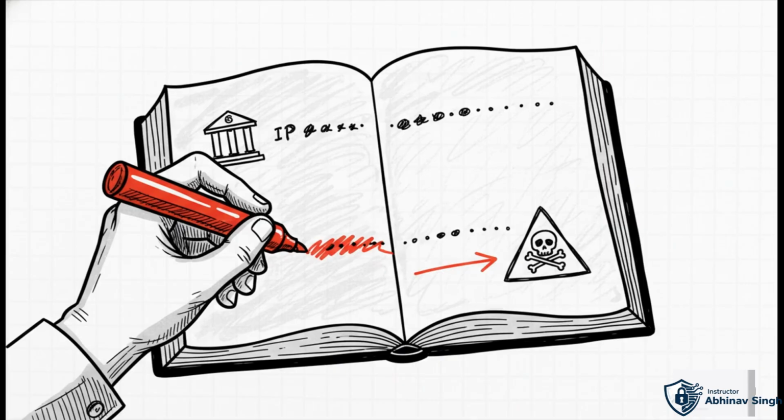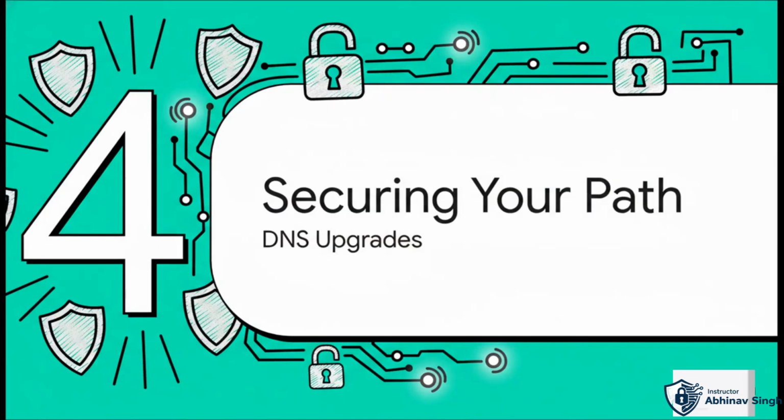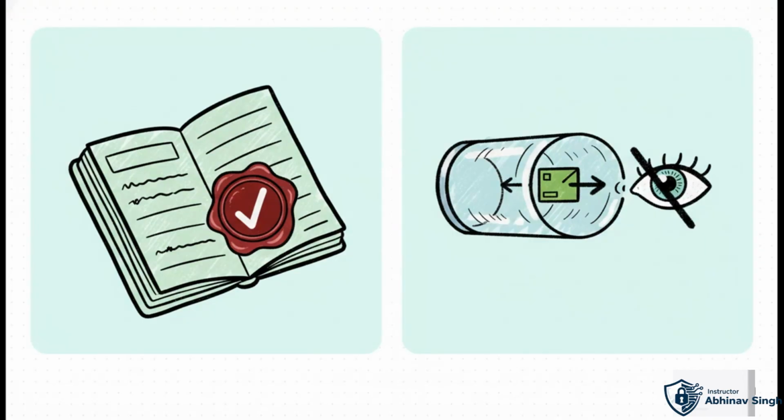And that's exactly the danger. If the phone book isn't protected, a hacker could intercept your request, scribble out the correct number, and write in a new one that leads you to a fake website they control, designed to steal your passwords or your money. Thankfully, the internet community realized what a huge problem this was, and they've developed some pretty powerful upgrades to secure our digital path. The solutions really boil down to two main technologies, DNSSEC and DNS over HTTPS, or DoH.